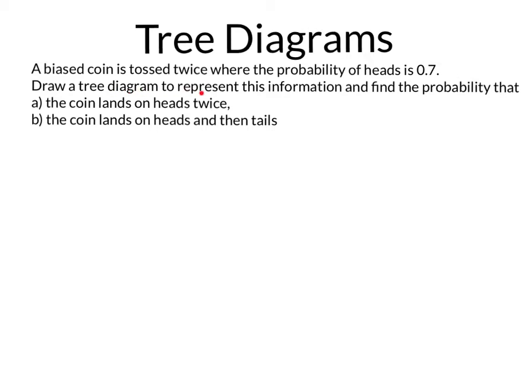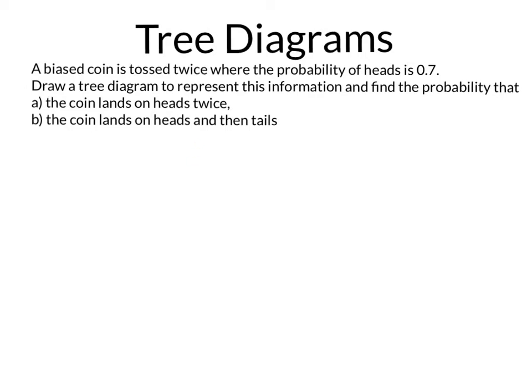Draw a tree diagram to represent this information and find the probability that the coin lands on heads twice, and the coin lands on heads and then tails. You might be able to answer those questions without a tree diagram. Maybe you did that in the last exercise. Today's focus is on you being able to draw a diagram because it'll help you with some harder questions down the line.